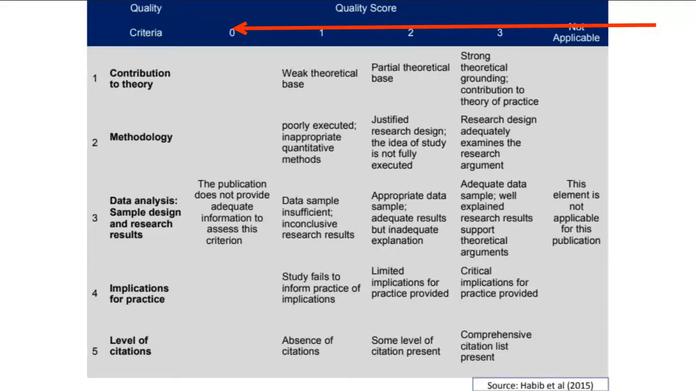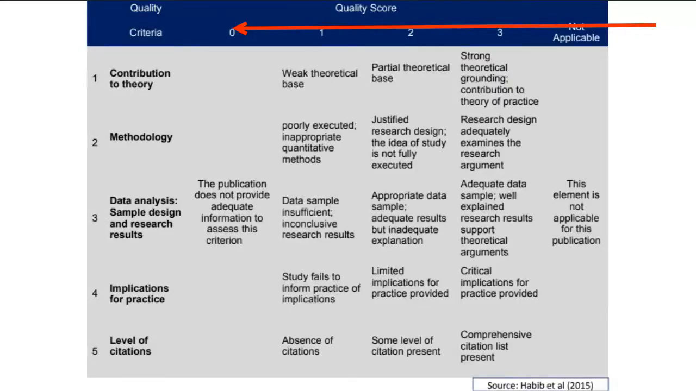Remember, this is quality criteria, so we will always add the word quality. What was the quality of data analysis? What was the quality of methodology section? What was the quality of their contribution to theory? Then what is the quality of implications for practice? What is the benefit the industry is going to get from this publication? That is basically implication for practice. What is the benefit for practice or people working in the industry?